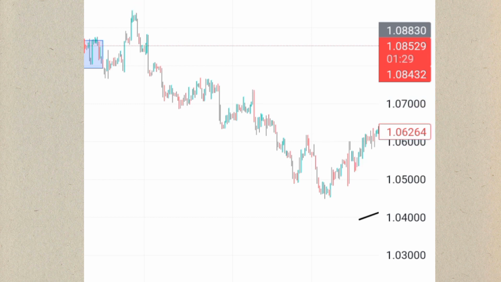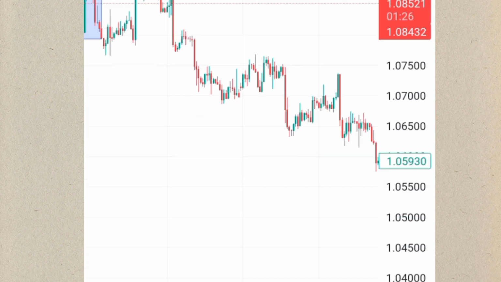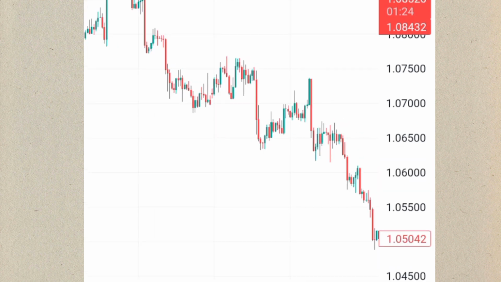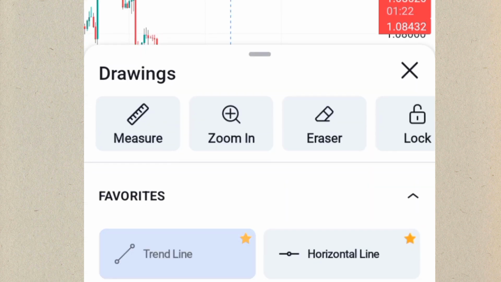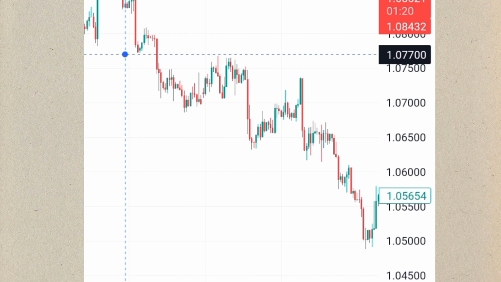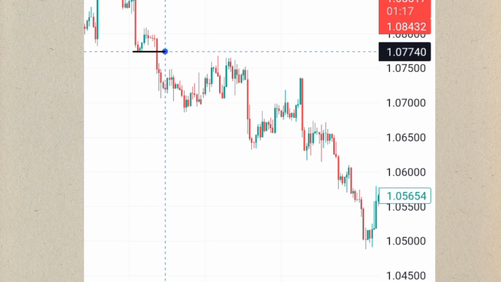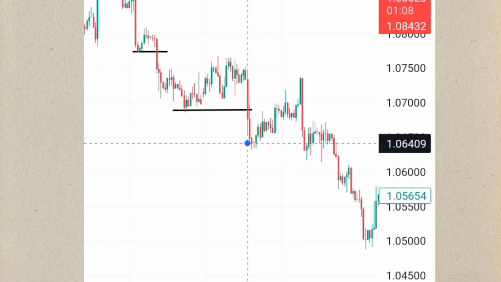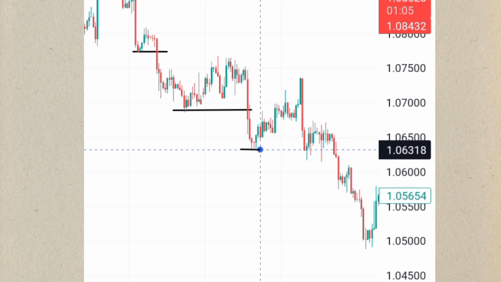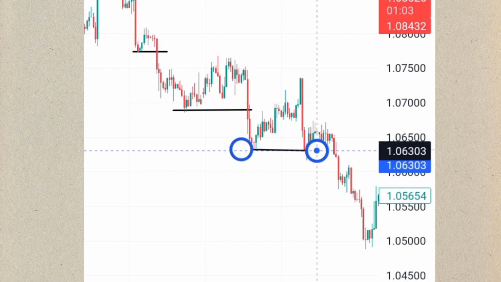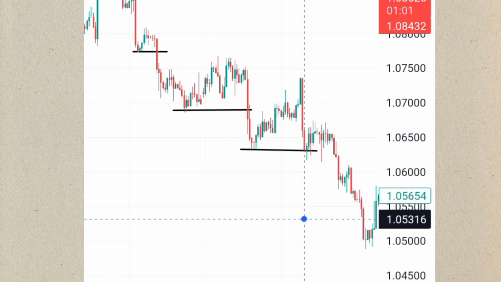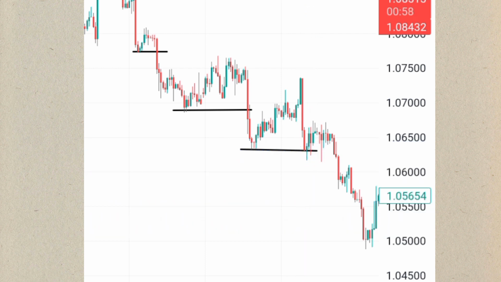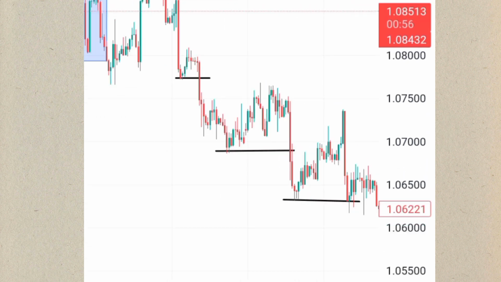So after identifying the market direction, here the market broke this low. Then it also came here and broke this low. Then it also came here and broke this low. So the market was breaking lows, which means the market is bearish. So how do we trade this fair value gap, guys?